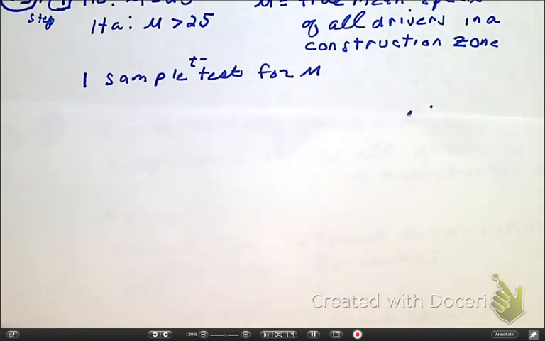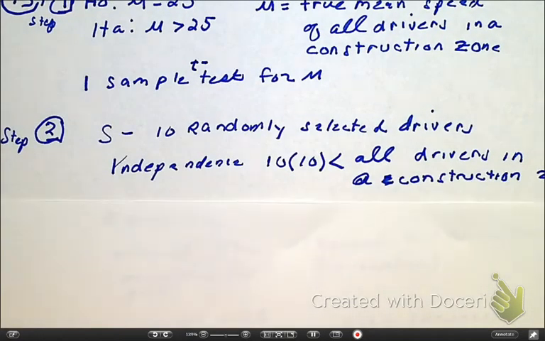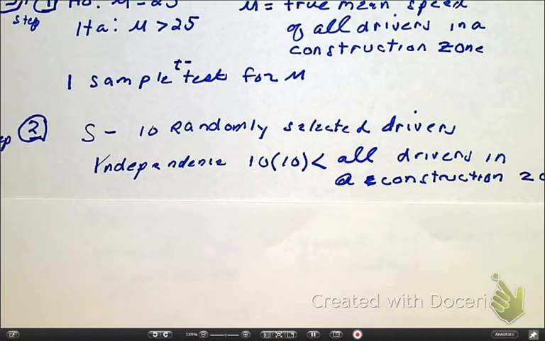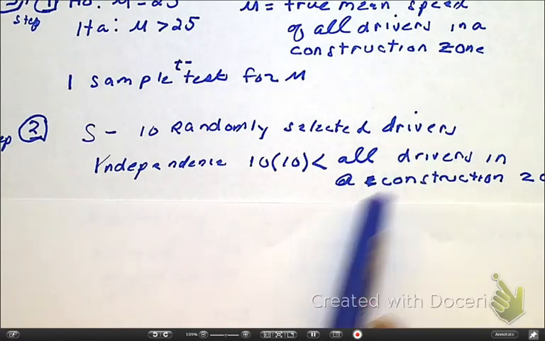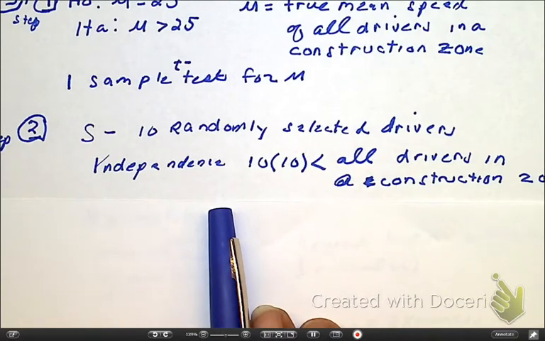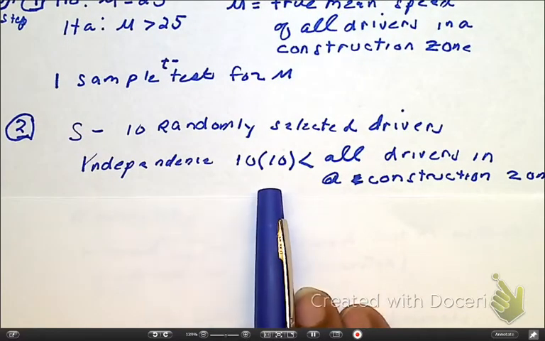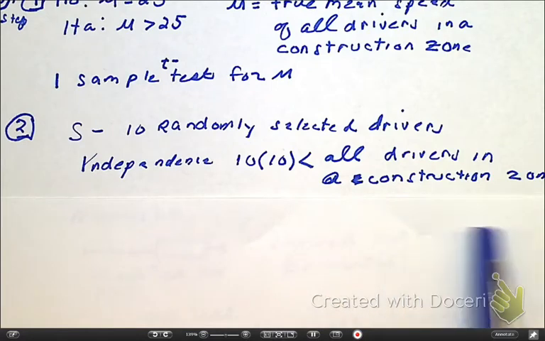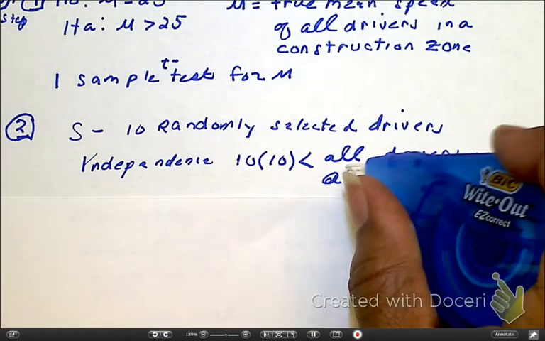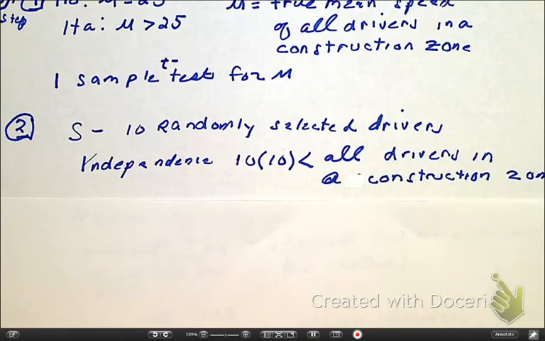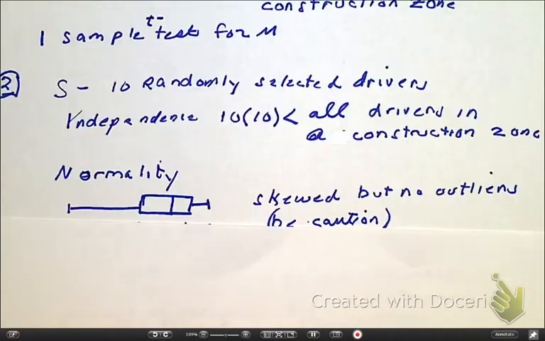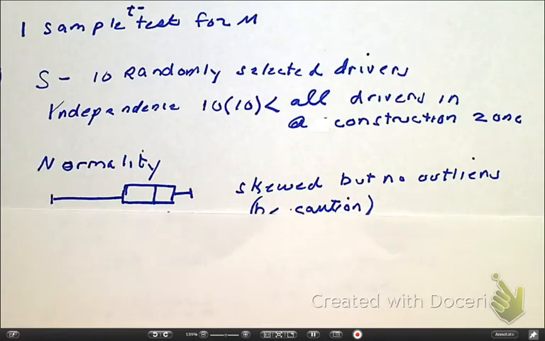Next, as we look at our SINs, I've got my conditions and assumptions. Looking at the first two, they're the easy ones. I've got 10 randomly selected drivers. Independence is 10 times 10, because remember the sample size is 10, which is less than all drivers in a construction zone. Now as I look at normality, remember I'm looking at either a histogram, box and whisker plot, normal probability plot, or a dot plot to make a determination.